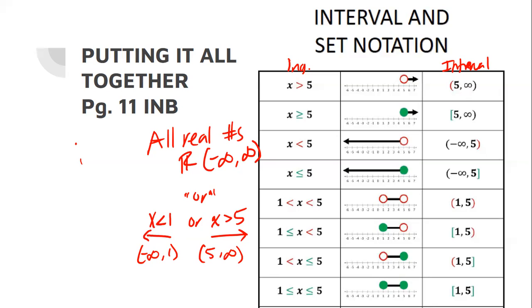Okay, so when the word or happens, you're still following these same rules and patterns. It just means you're going to have two of them. Two lines, two intervals, two inequalities. Okay? That's what I need you to add onto that little handout. Questions, comments, concerns?